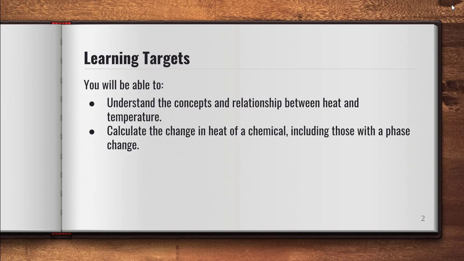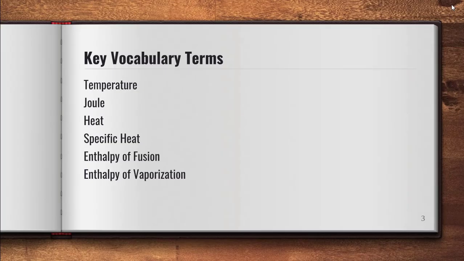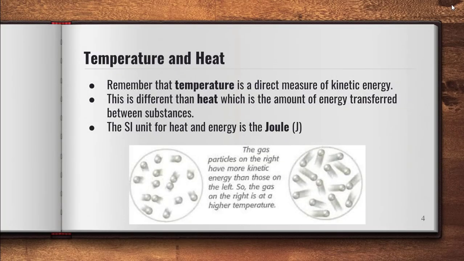By the end of this video, hopefully you will be able to understand the concepts and relationship between heat and temperature, and to be able to calculate the change in heat of a chemical, including those with a phase change. So we have some key vocabulary terms for you here today. We are going to focus on temperature, joule, heat, specific heat, enthalpy of fusion, and enthalpy of vaporization. Those are our key vocab terms for this video.